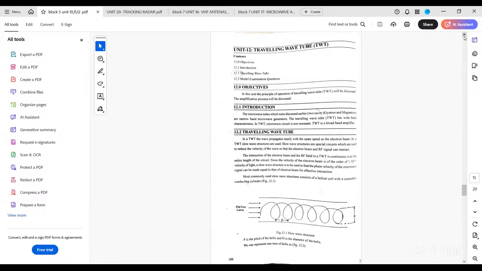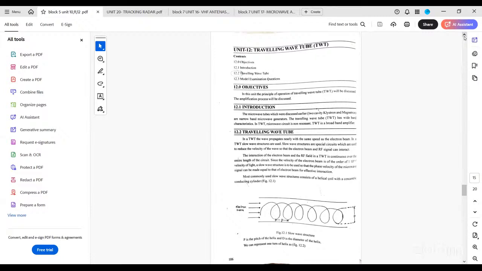That is the concept of the topic. On one side the electron beam is passing, and from the top the radio frequency signal. The speed of the radio frequency signal is not matching with the electron beam. So we have to slow down the radio frequency signal. That is the main concept of our topic. So here it is used for slowing.